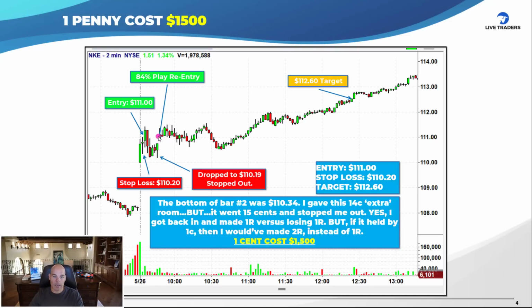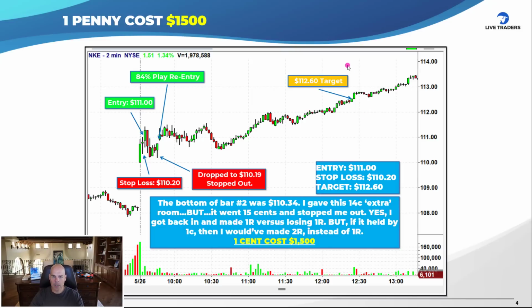So I got right back in it on an 84% play. I got right back in it at 111. Okay, I used the same stop. It popped up, chopped around, didn't look good for a while, right? Notice right here, it didn't look very good for a while, but it ultimately worked. Okay, so my point was that 1 penny was a $1,500 penny. Now you're asking, well, what is a $1,500 penny? Well, the first trade stopped out. I lost $1,500 on the first trade by 1 penny. I did get back in it, and I made $3,000 on the second trade. So I did net $1,500. I did make money. But if the first trade didn't stop me out, I would have made $3,000.